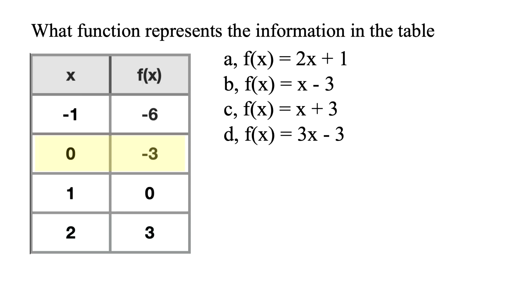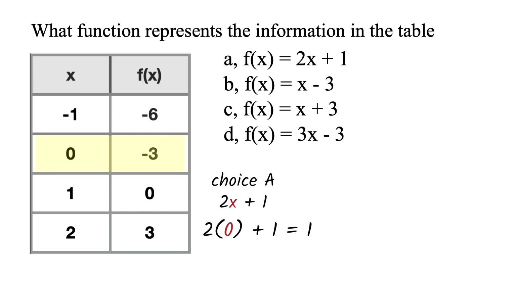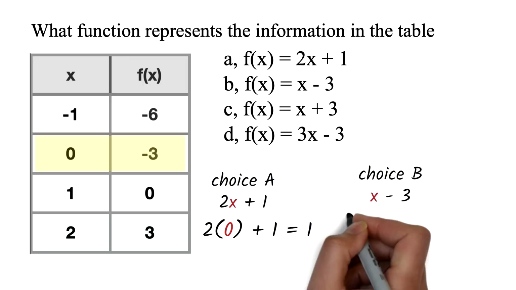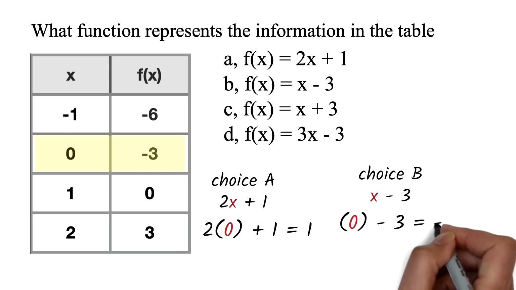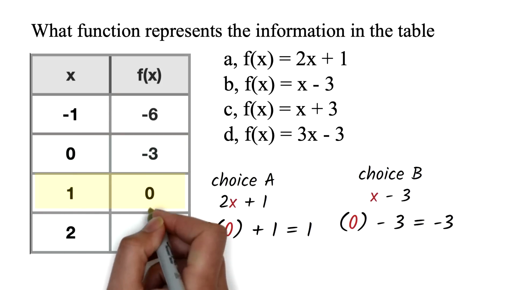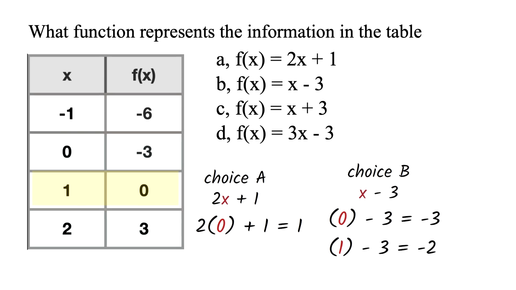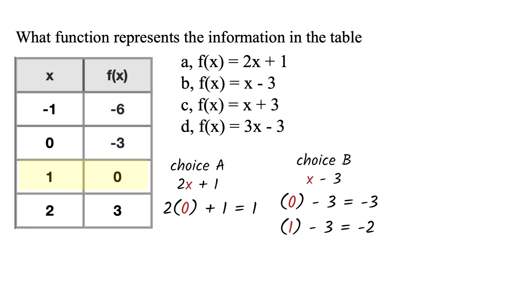Replace x with 0 for choice A. 2 times 0 plus 1 equals 1. It was supposed to be negative 3, so choice A is definitely wrong. Replace x in choice B with 0. 0 minus 3 equals negative 3, so choice B is a possible answer. Now replace x with 1 in choice B to confirm. 1 minus 3 equals negative 2. It was supposed to be 0, so choice B is wrong.